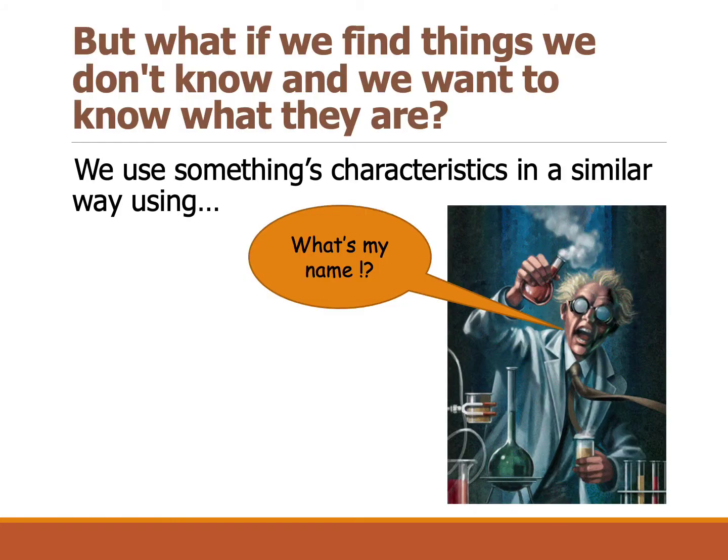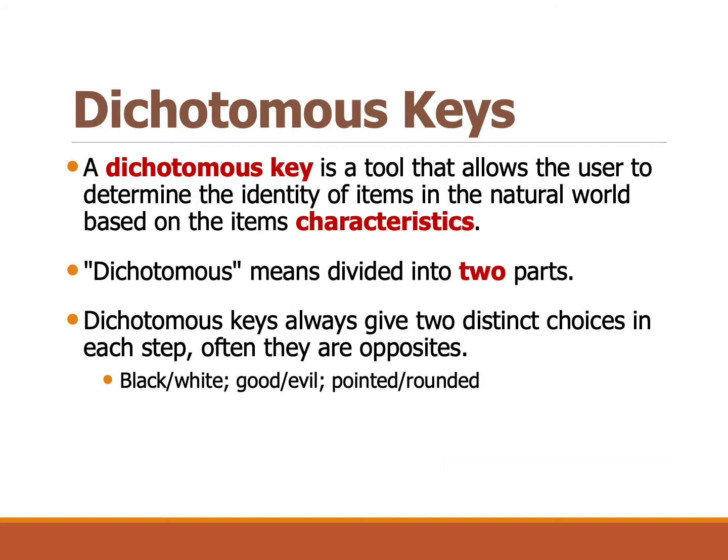Okay? But what if we find things we don't know what they are? You might find some animals or things you're actually not sure what they are. A dichotomous key is a way, just by looking at the features, you can then figure out what the name of that animal is. This dichotomous key is the tool that allows us to pick things out by what their characteristics are. Dichotomous just means to divide into.